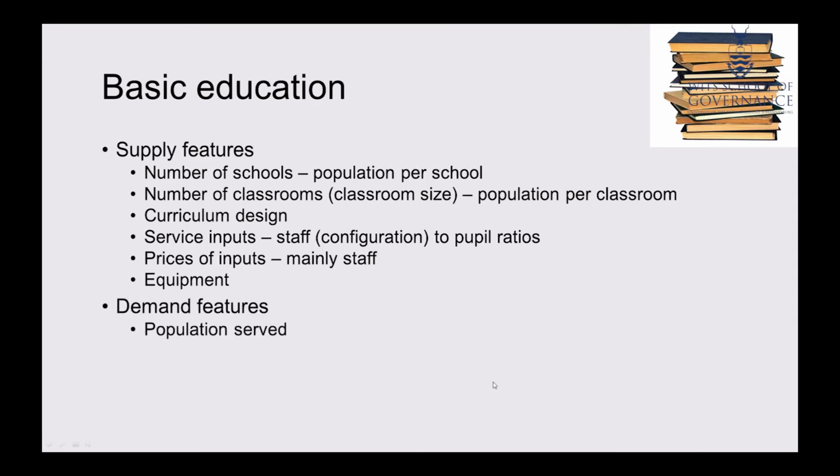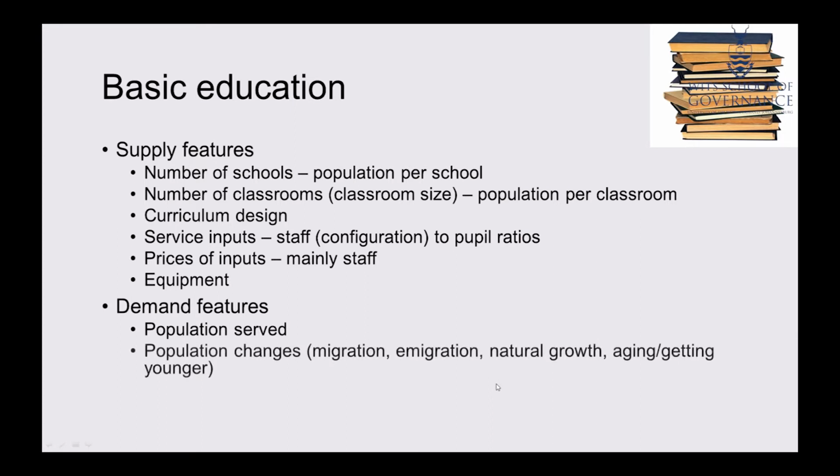On the demand side, you've got your population that is served, and you've got to take into account the changes in population over time through migration, immigration, natural growth, aging, getting younger. Your throughput rates, how many people are passing and failing, can affect your demand for a given population.